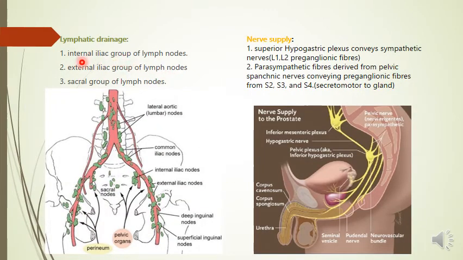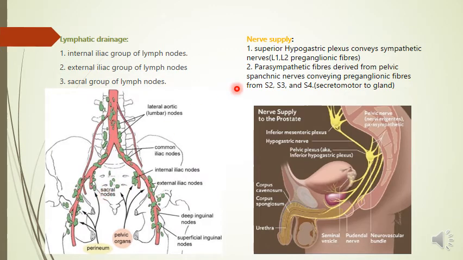Then the lymphatic drainage: the internal iliac group of lymph nodes. Here if we see, these are the internal iliac group of lymph nodes, and these are the external iliac group and the sacral group of lymph nodes. So all the lymphatics from the prostate are drained into these three nodes: internal iliac, external iliac and sacral nodes.